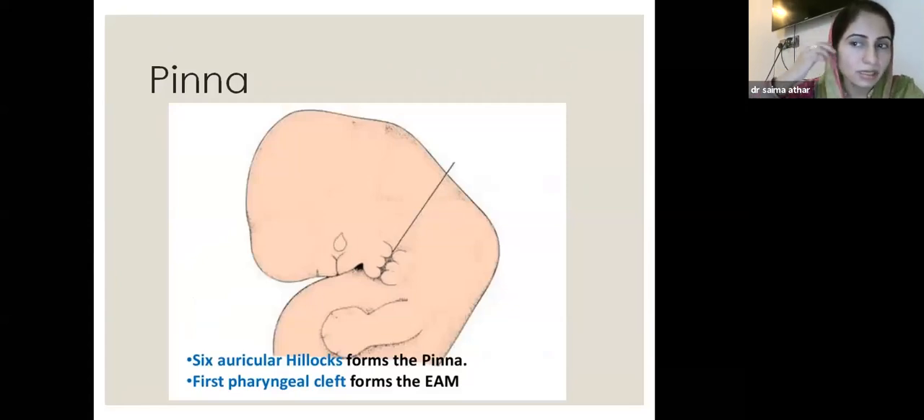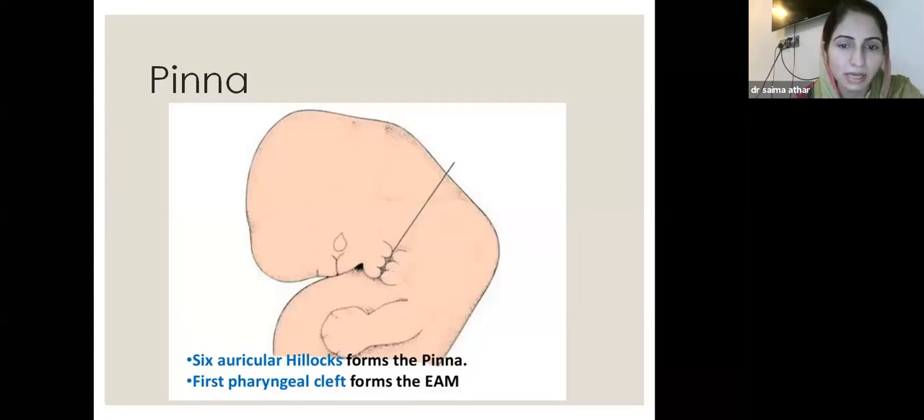Now the auricle is a very complicated structure. ठीक है, complicated क्यों है? क्योंकि इसमें different parts हैं, concha, then tragus, then helix, all these different, how they develop at the site of in between first and the second pharyngeal arch. First and second pharyngeal arch. In between, 6 swellings appear.